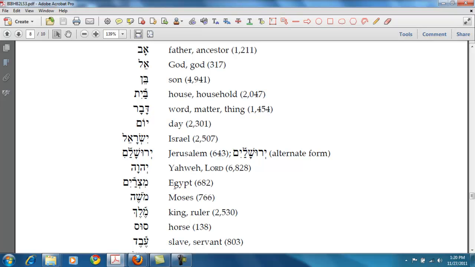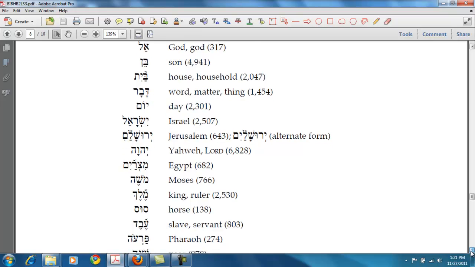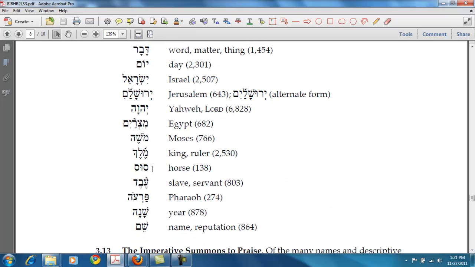Mitzrayim for Egypt. There are two Egypts, and we'll get into this when we get into nouns. Moshe for Moses. Melech, you see the accent? That's a segolate noun. We'll get into that when we get into nouns. For king or ruler. Sus is a horse. Eved is a slave or a servant. Paro is Pharaoh. Shana is year. And shem is name or reputation.